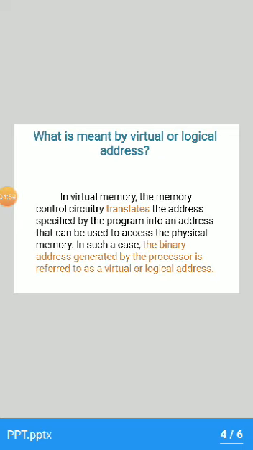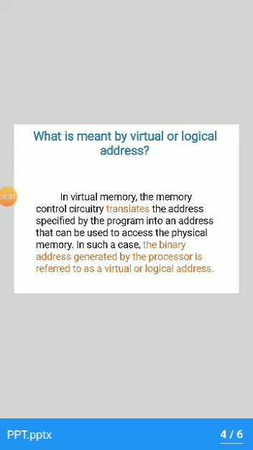Third one: what is meant by virtual or logical address? A virtual address is also called a logical address. The address which is generated by the processor or CPU is called a virtual address or logical address. It is also the illusion address. That is, the CPU generates the address, and that type of address is called a virtual address, also referred to as a logical address.